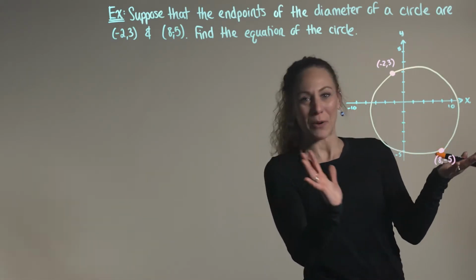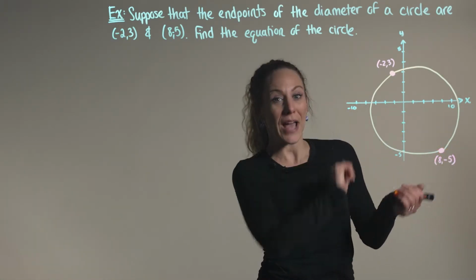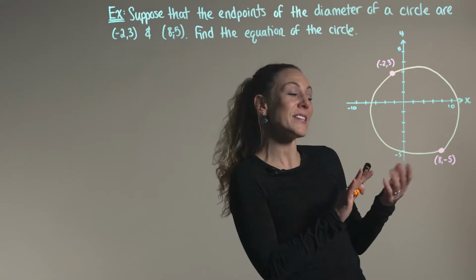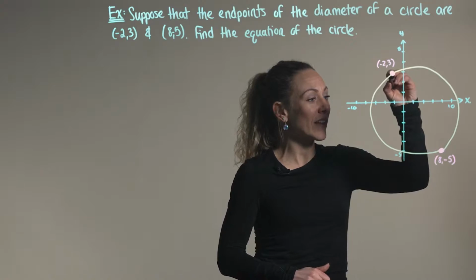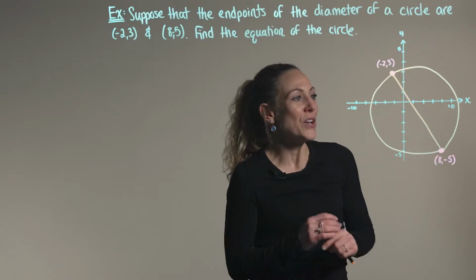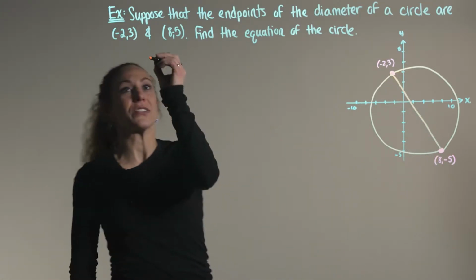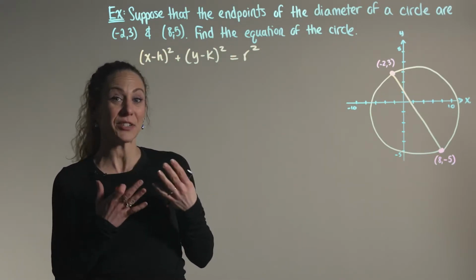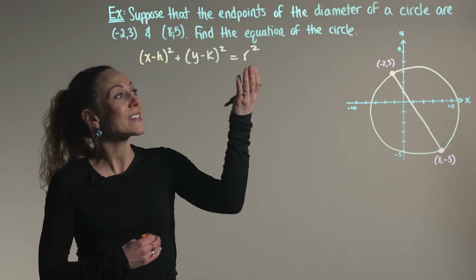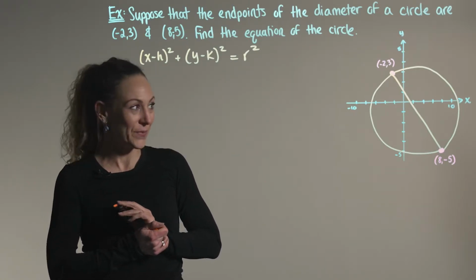So here's the graph of our beautiful circle with our two endpoints. And we know that these endpoints are the endpoints of the diameter, or the full length of our circle. So in order to find the equation of a circle, we need to identify the center point (h, k) as well as the radial length r.